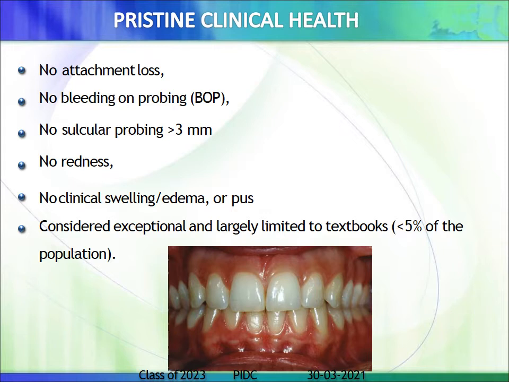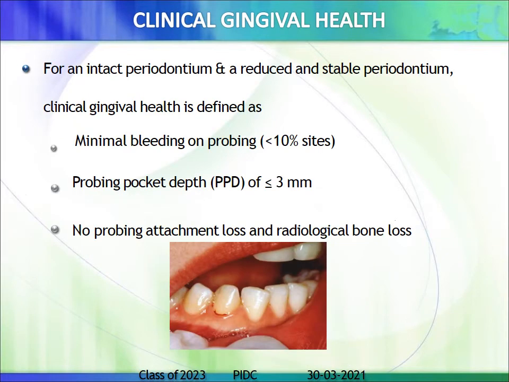Only 5% of the population will have such a beautiful set of arches, whereas most of the patients would be in this status, wherein you give the diagnosis as clinical gingival health for an intact periodontium or a reduced stable periodontium. Clinical gingival health is defined as minimal bleeding on probing at less than 10% of the sites, probing pocket depth less than 3 mm, and no probing attachment loss or radiological bone loss. If you see these three conditions in a patient, then you term the patient clinically gingivally healthy.